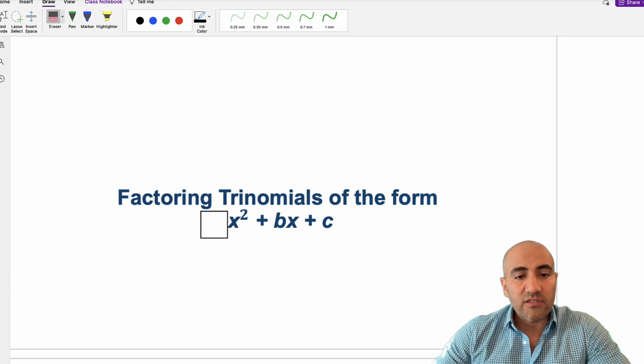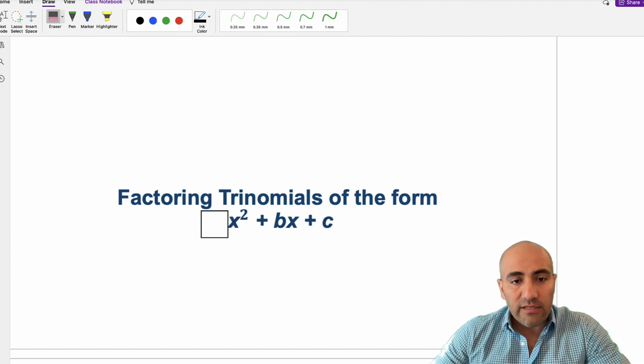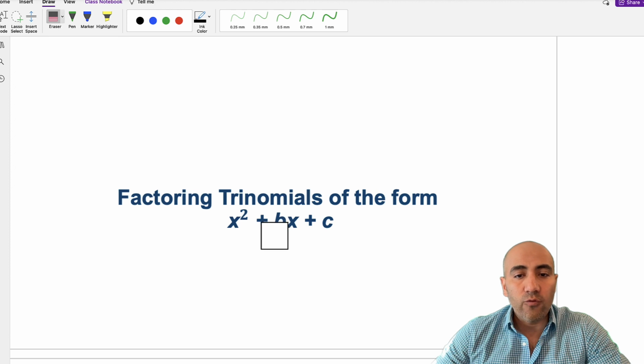If there was something else there, like a 4, a 9, a 5, whatever, then that's the last technique we're going to cover, factoring trinomials of the form ax squared plus bx plus c, where a is not equal to 1 and obviously not equal to 0 either. Okay, so for now, let's focus on these, factoring trinomials of the form x squared plus bx plus c.